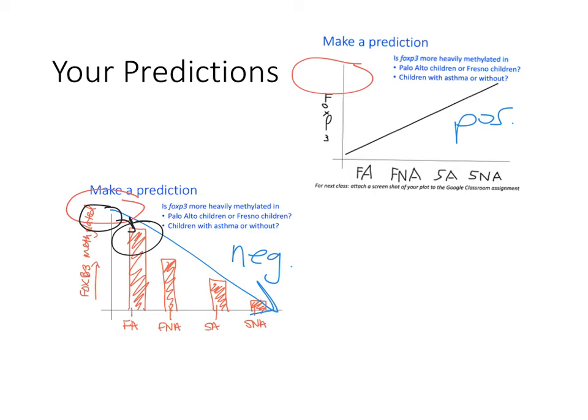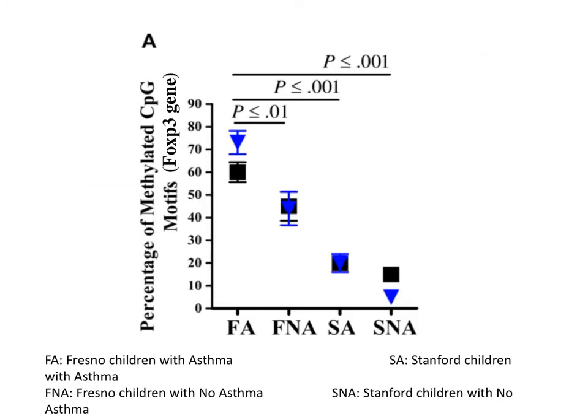And a number of you did submit graphs that looked something like that. So within asthma, or within Fresno, if you have asthma, you might be expected to have the highest levels of methylation of that gene, and then decreasing to Fresno with no asthma, Stanford individuals that have asthma, and Stanford that don't have asthma. And that's exactly what they saw.